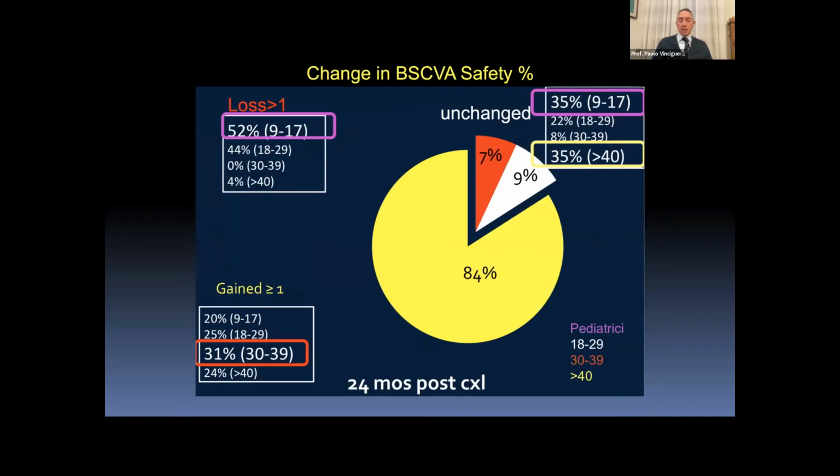If we look at 24 months, we see that the lost lines decreased from 15 to 7. So the lost line is very few, but you see now it is reversing. The patients that still lose some lines are the younger ones. That is explainable because, in the long term, the more aggressive keratoconus shows that.